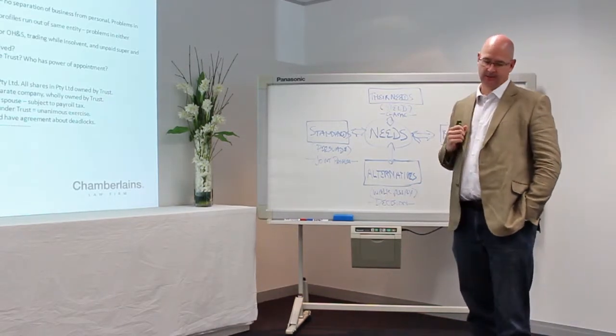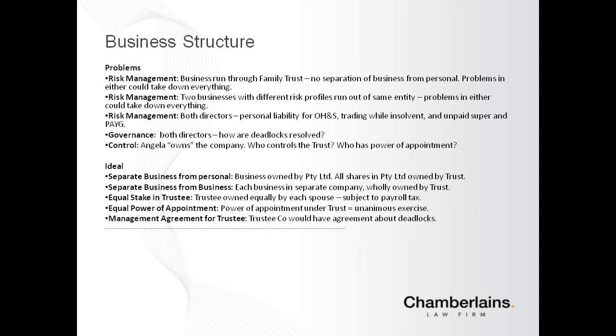Business structure. The way the business has been structured is less than ideal from a risk management and governance point of view. And the first thing that you'll notice is the business is run entirely through the family trust. Completely possible to do, really not an advisable way to structure your business. There's no separation of the business from the personal side of things. Problems in either could take everything down.